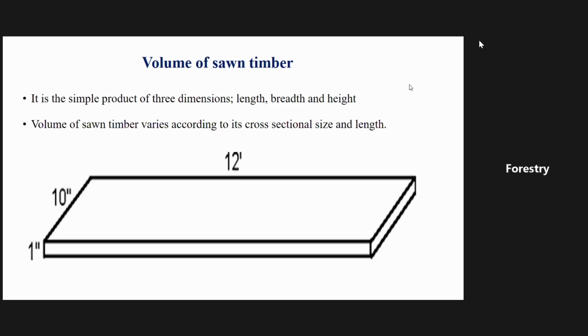Here it is a simple product of the three dimensions, mainly the length, breadth, and height. This is the length, this is the width, and this is the height of the sawn timber. The volume of the sawn timber varies according to its cross-sectional size and length. The formula is always V = L × B × H. This is a simple formula we'll use for calculation of sawn timber.